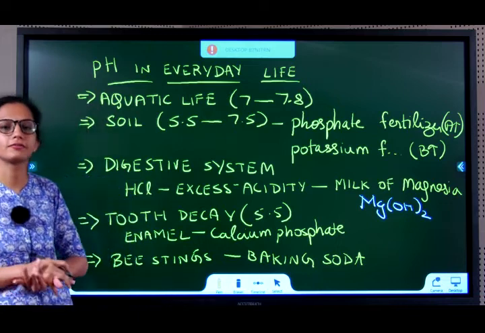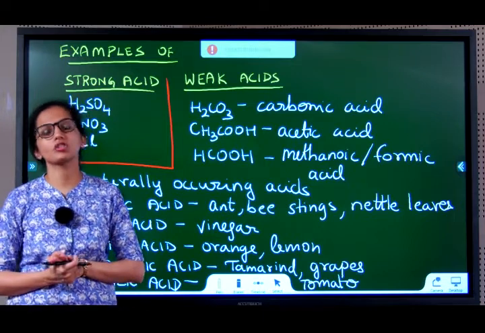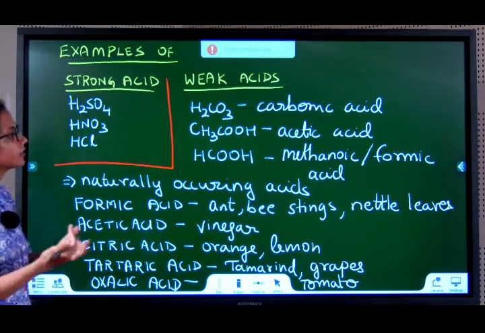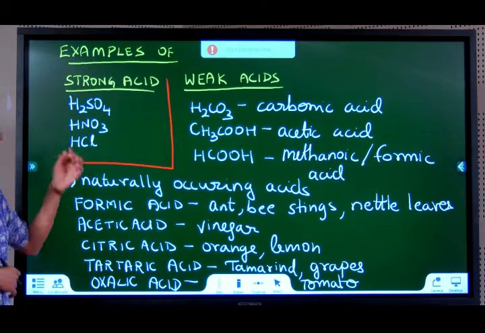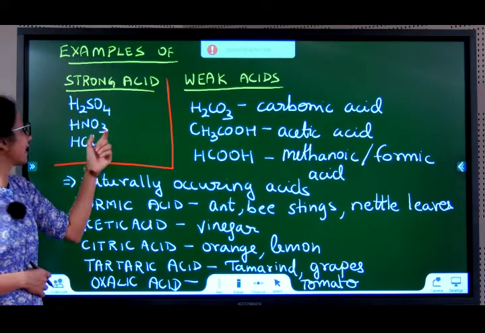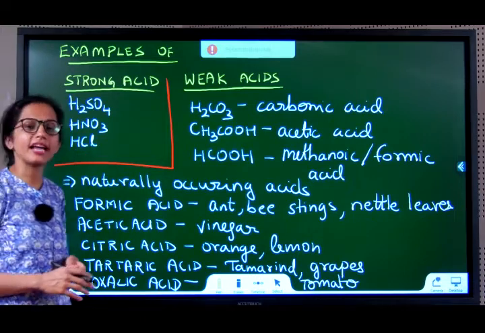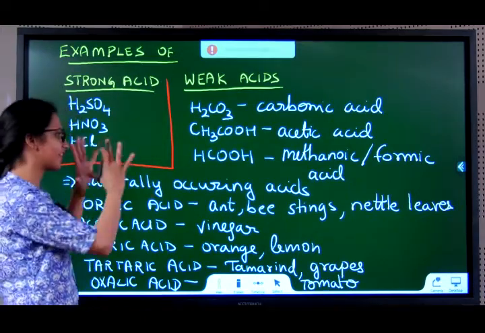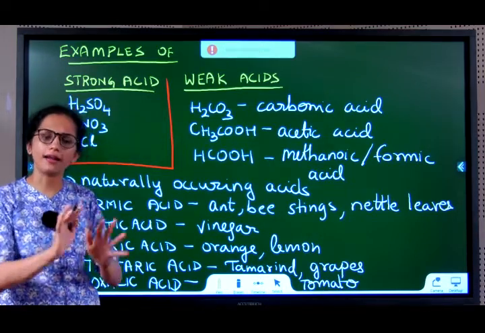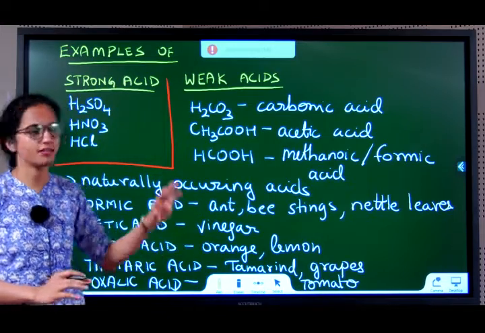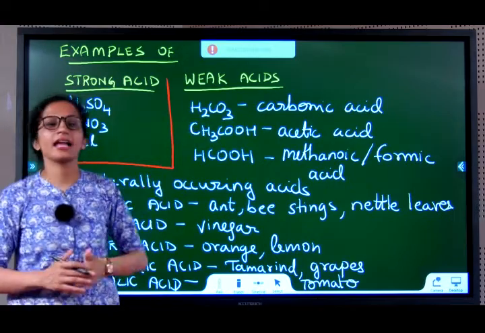Let us see a few examples of strong acids, weak acids, strong bases, weak bases, and a few salts that we come across in our day-to-day life. Strong acids that we commonly use: H2SO4, sulfuric acid, HNO3, nitric acid, HCl, hydrochloric acid. All these acids you need to know by heart. These are very, very commonly used acids and bases that I have listed here. You have to know them by heart. This is a strong acid, this is a weak acid. Coming to weak acids: carbonic acid, H2CO3.